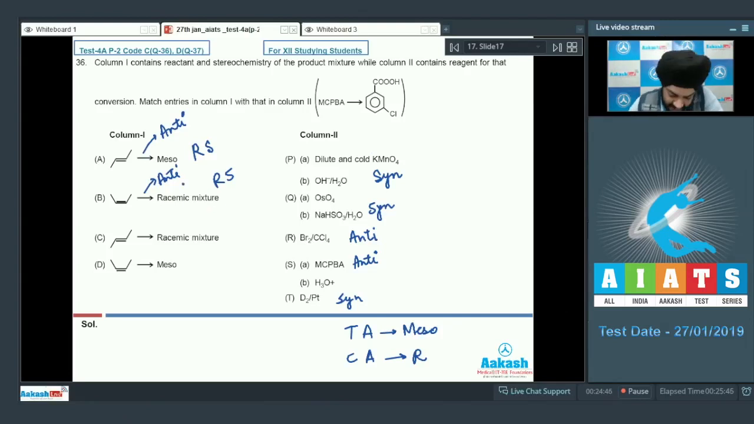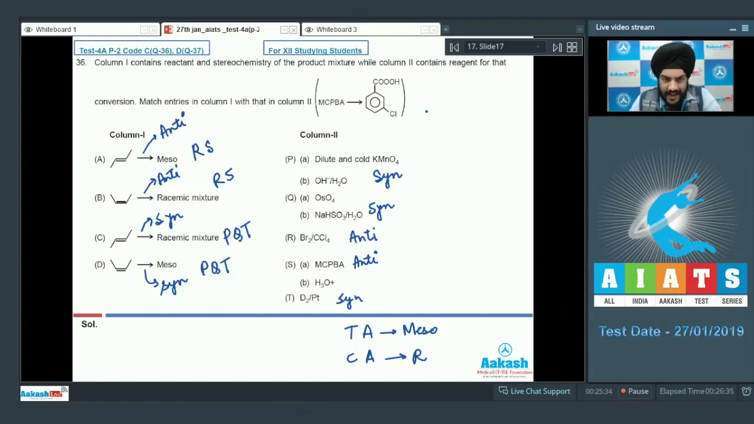Now if you look at the C statement now, which converts a trans alkene into a racemic mixture. So it has to have syn addition. And the reagents which cause syn addition among the given reagents are P, Q and T. So we have to select P, Q and T for this option. And if you look at the last option now, option D, which converts a cis alkene into a meso compound. So there has to be reagents which again cause syn addition in this case. And like the previous case, we're going to have the matching with P, Q and T. So students, this is the correct matching for question number 36.